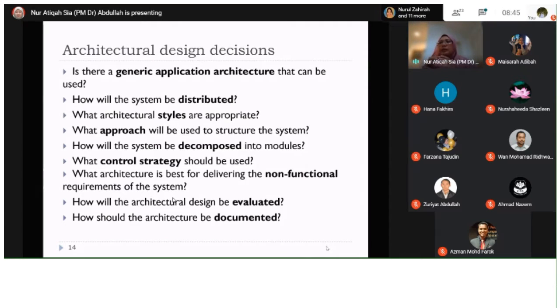That's why there is the decomposition diagram: how the system is going to break into small pieces, small programs or small subsystems and so on.